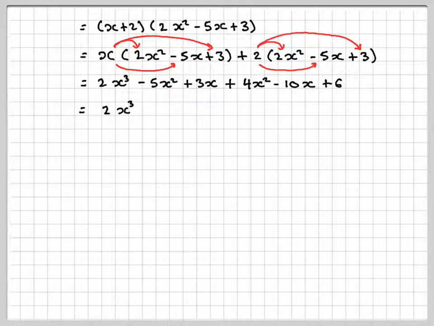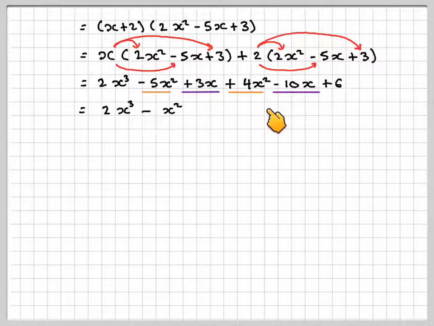We get 2x cubed, and then we look at the like terms, minus 5x squared and 4x squared, that's just going to give me minus 1x squared, which we write as minus x squared. And then we've got 3x and minus 10x, that's going to make minus 7x altogether, and then the plus 6 at the end.